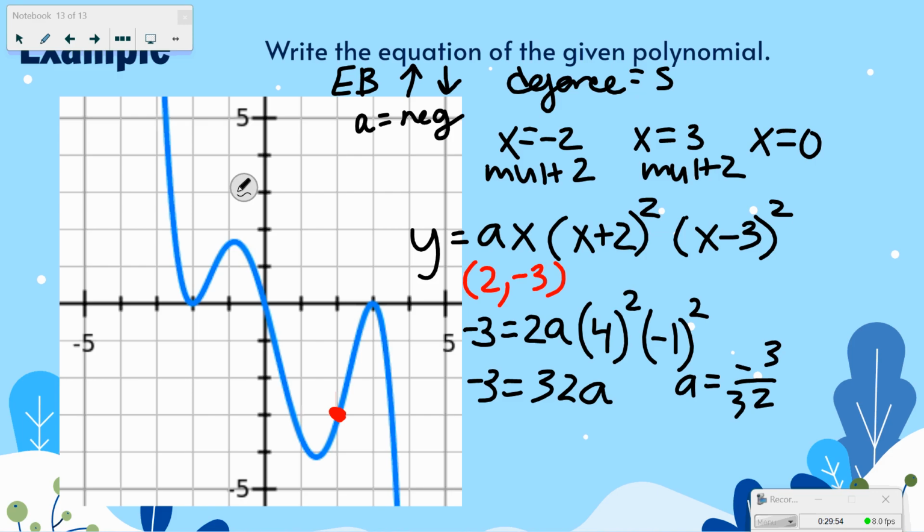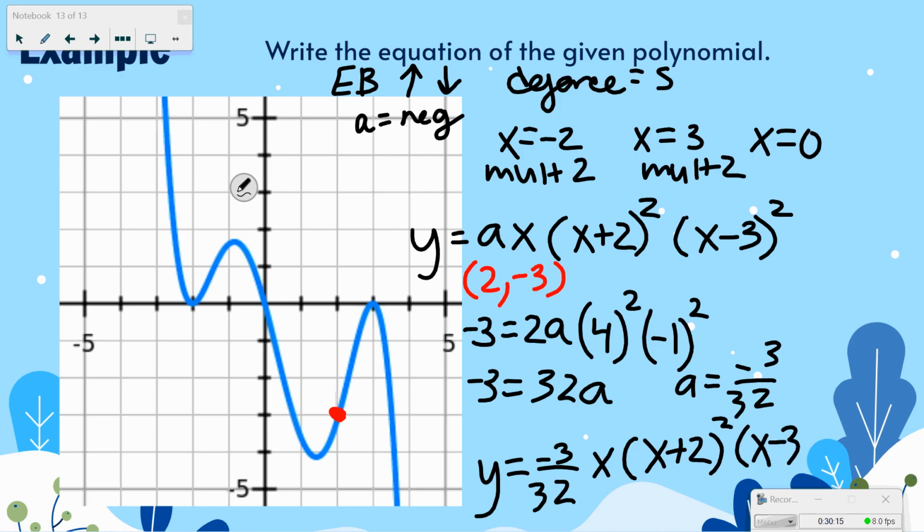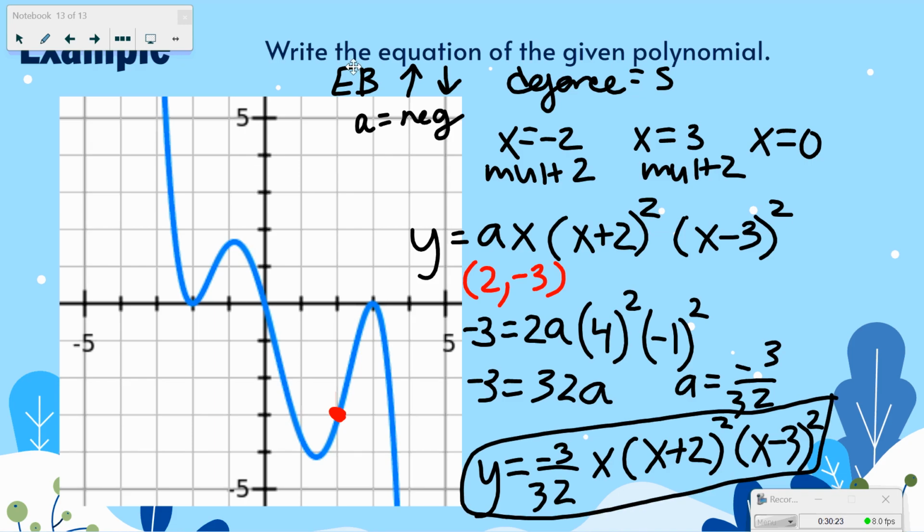Let's check back in with that idea, right? A was negative when we solved. Cool. Good. We needed that. So, writing our final equation, a is negative 3 over 32, x times (x plus 2) all squared and (x minus 3) all squared. That's a reference. What other questions do you guys have here?